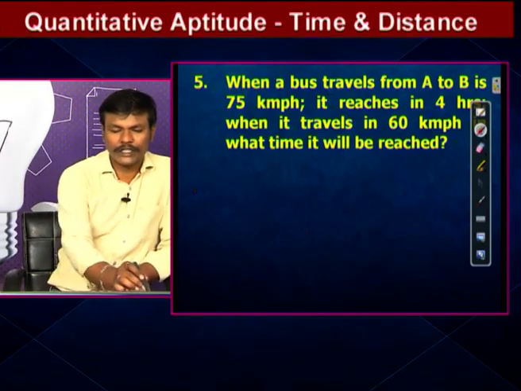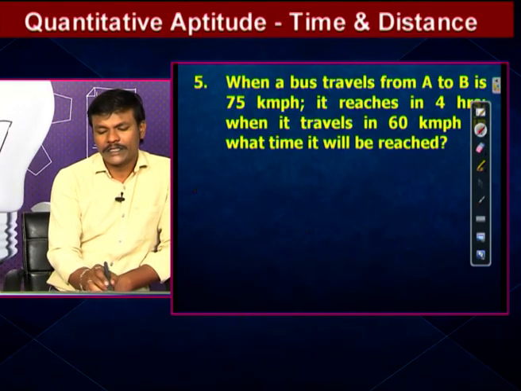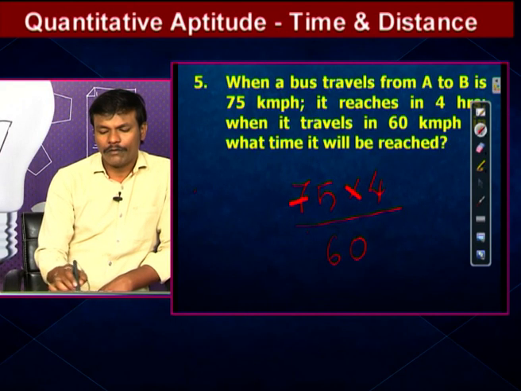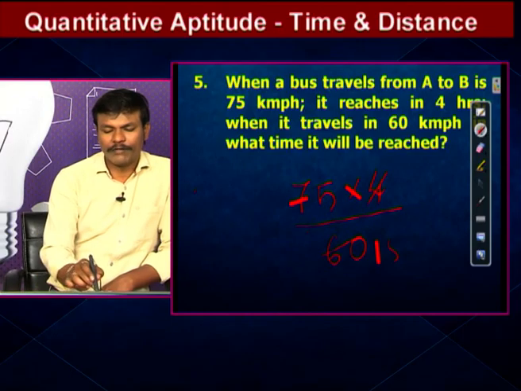When a person travels from A to B at 75 km per hour, it reaches in 4 hours. When he travels at 60 km per hour, what time would he reach? So see this, same problem, that is speed to time. What we have taken? First speed into first time. 75 into 4 by 60.